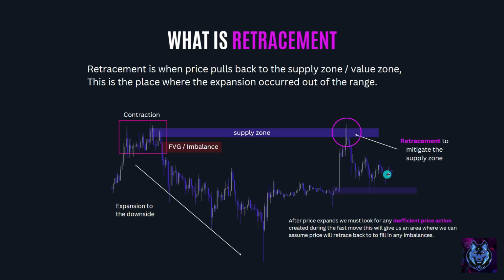After price expands, we must look for any inefficient price action created during the expansion. This is it over here. The fast move will give us an area where we can assume price will retrace back to fill in these imbalances. When we have this gigantic move to the downside, inefficient price action is left in the zone, which means smart money needs to come back to this area to balance its books.